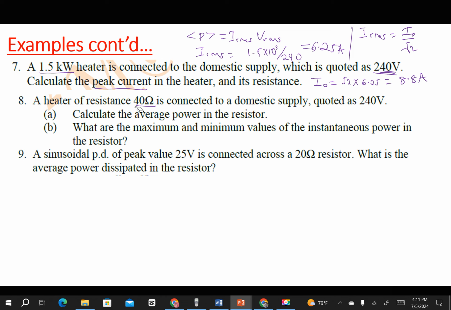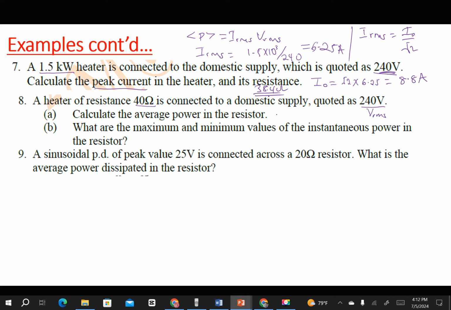A heater of resistance 40 ohms, maybe I should write the answer here. So here we have seen the resistance is 38.4 ohms. I've calculated that. So a heater of resistance 40 ohms is connected to a domestic supply quoted as 240 V. I said this is root mean square, so this is V root mean square. Then calculate the average power in the resistor.